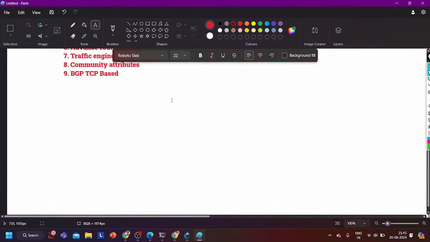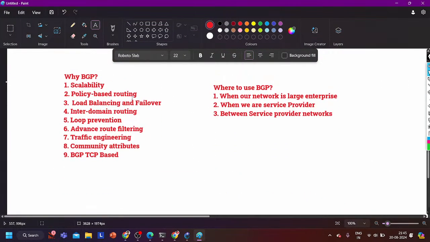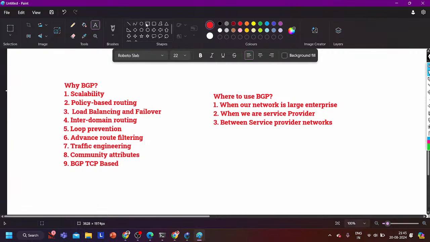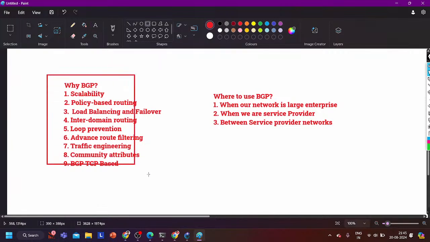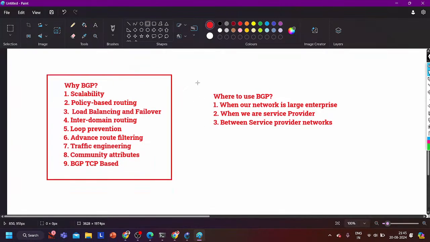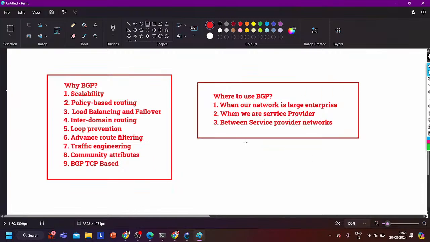Now, how BGP? Okay. So why BGP is clear. Where to use BGP is clear. Fine? Yes or no?